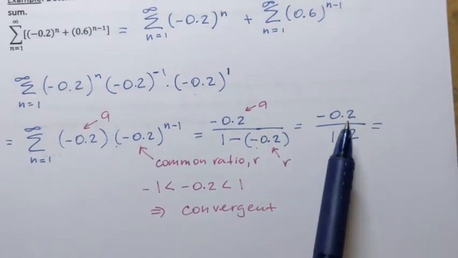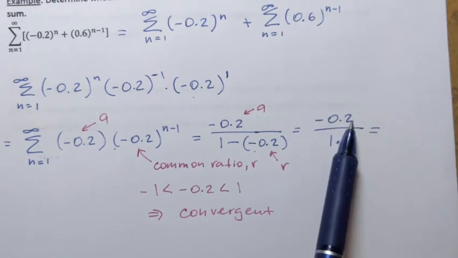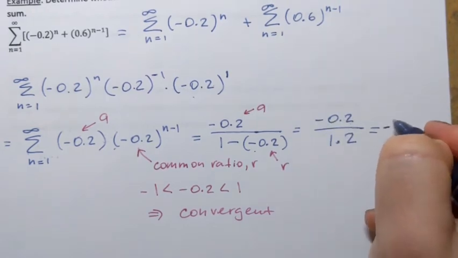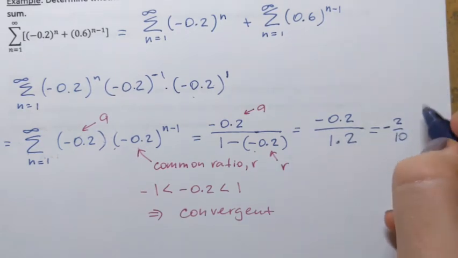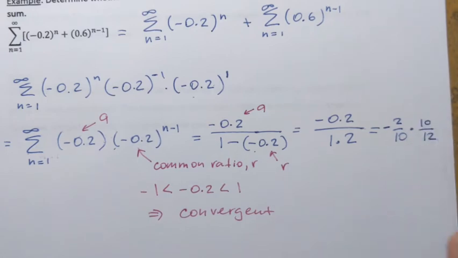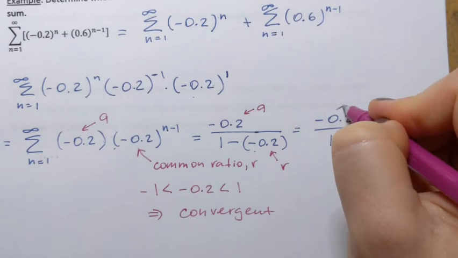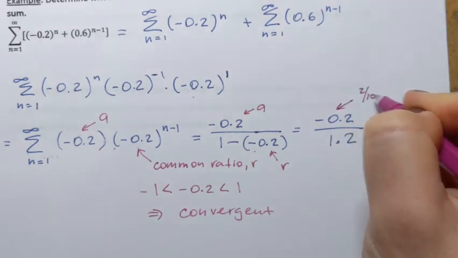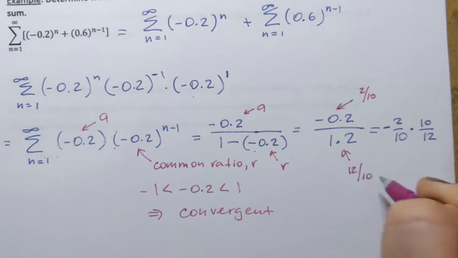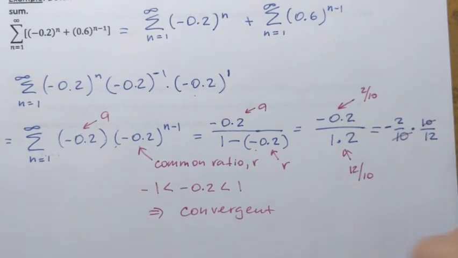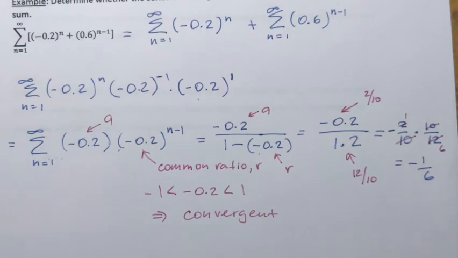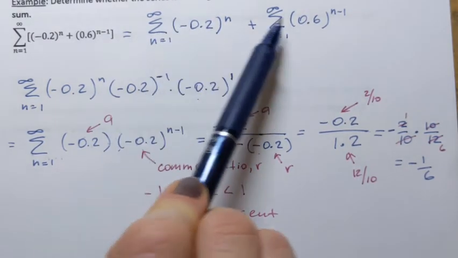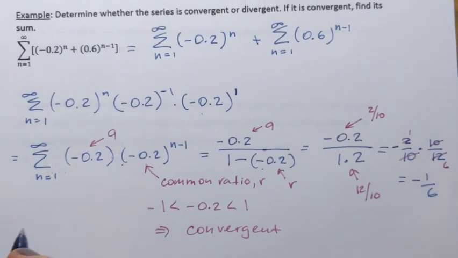To simplify this, I think I'll just switch to fractions. This is 2/10, right? That's negative 2 over 10 divided by 12/10. So it's the same as multiplying by 10 over 12. So 2/10 divided by 12/10. Okay, and that means that the result here is negative 1/6, right? That's the first part, this piece over here. And now let's look at the second piece.